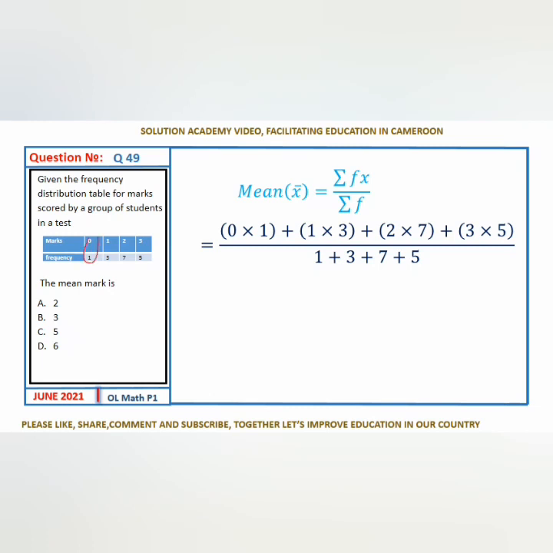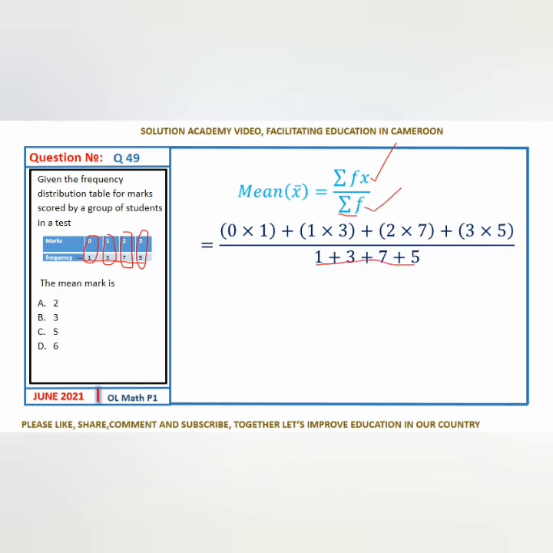That's why we have 0 times 1. Go to the next, each mark times its frequency, each mark times its frequency, and each mark times its frequency. That gives us our sum of fx. Now to get our sum of f, this is the f, this is our frequency line here, so we just sum all of these quantities. That's what we have here, and that gives us our sum of f.